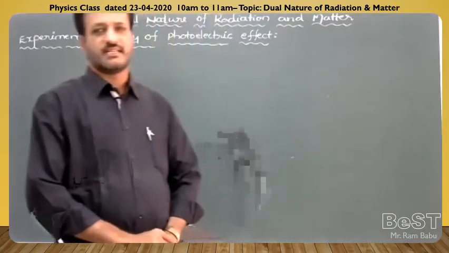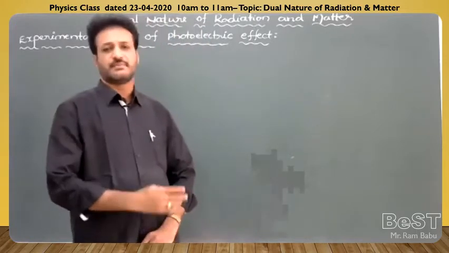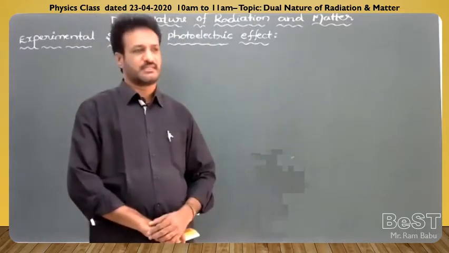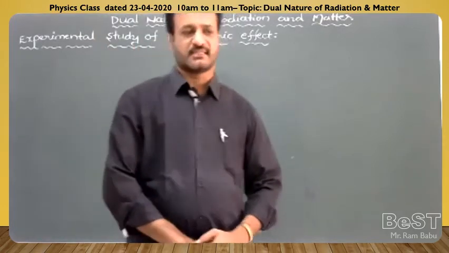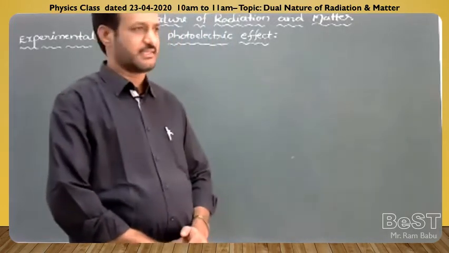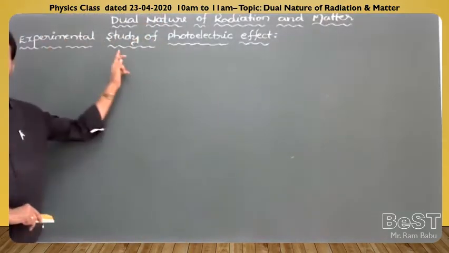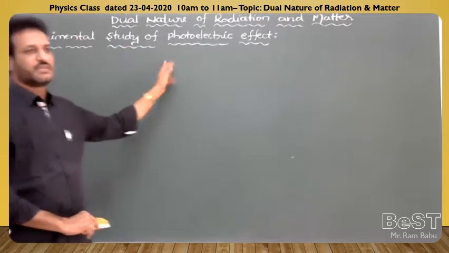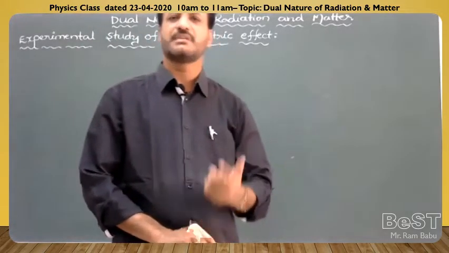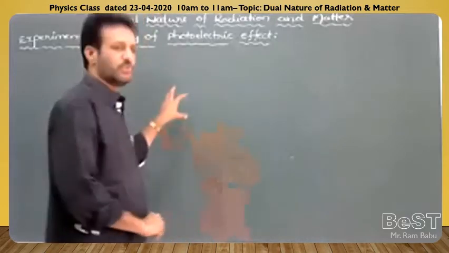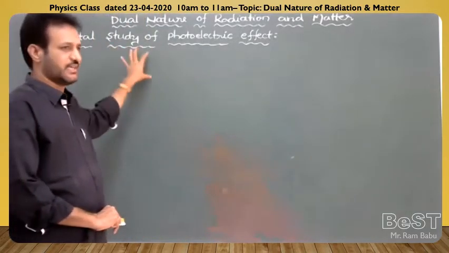So in the previous class we discussed the photoelectric effect and the observations given by Hertz, Lenard, and also Hallwachs. So three observations we discussed yesterday, and today we'll start the experimental study of the photoelectric effect. How can we study the photoelectric effect experimentally, and what are the observations, conclusions, or results from this experiment? We have to study that in today's class.